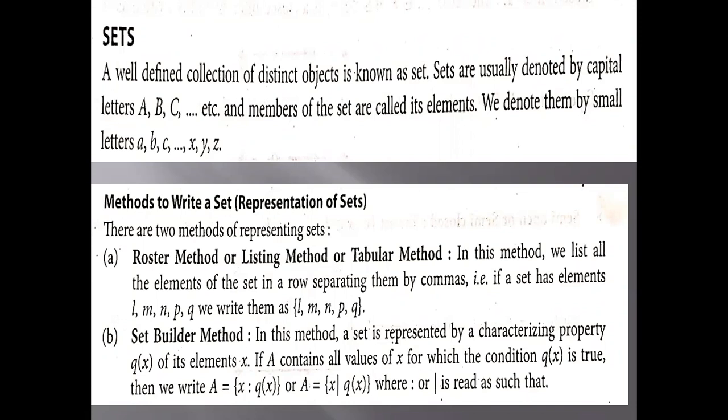Sets are usually denoted by capital letters, like capital A, capital B, C, etc. And members of the sets are called elements. Elements are nothing but either alphabets or numbers or some other objects we can include in that.